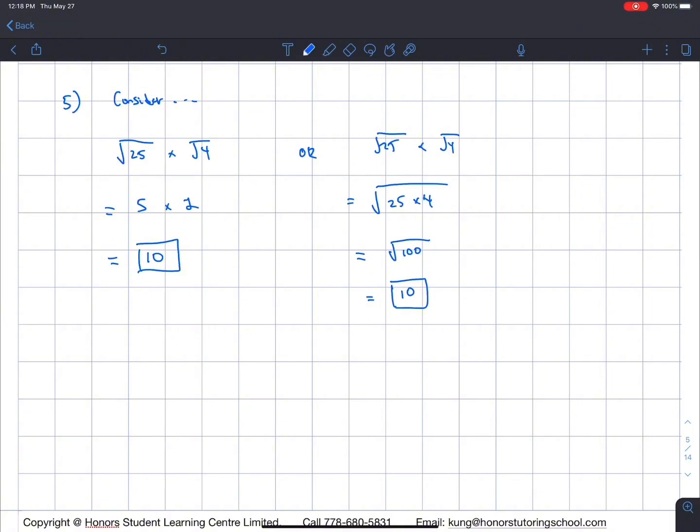So there is a square root rule, or square root property, that we need to know, which is the square root of a times b is the same as the square root of a times the square root of b. So that's the concept that we need to know for a to h.